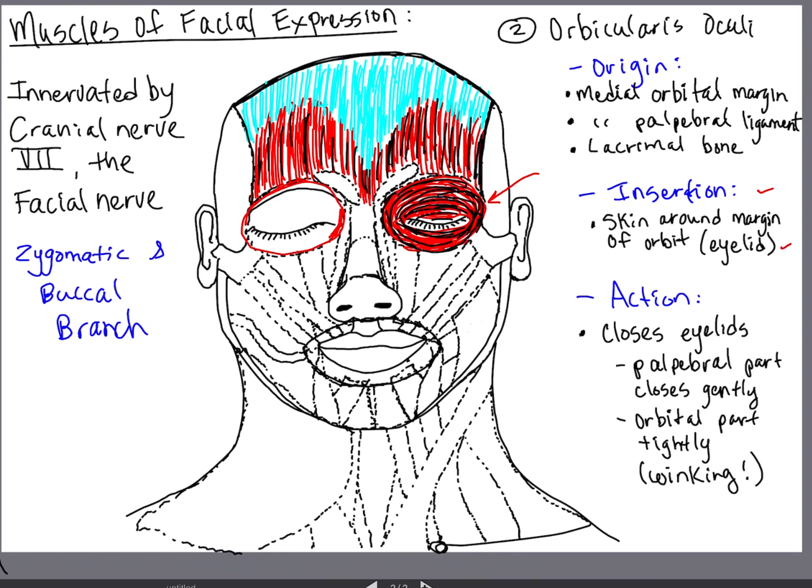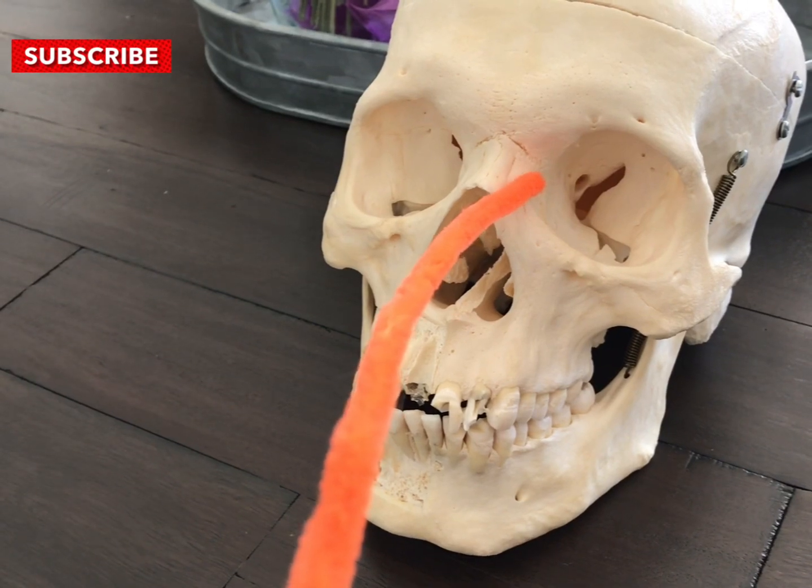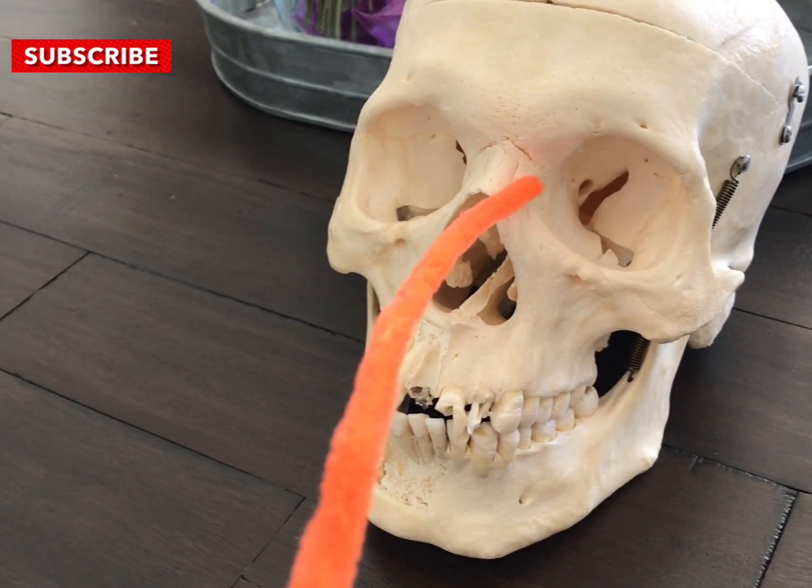And the action is to close the eyelids. Particularly the palpebral part, which is the lower portion, is there to close very gently the eye. Meanwhile, the orbital part, which is the superior portion, closes the eyelids tightly, and it also works during winking. Medial orbital margin and lacrimal bone.